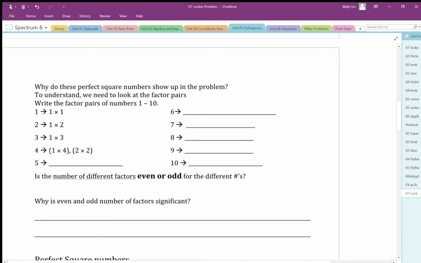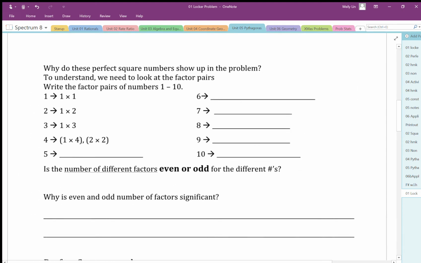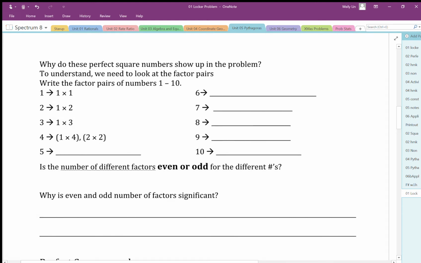So why is it that perfect squares show up in this problem? Why is it that perfect squares end up with open lockers and all the other ones are closed? Well, it has to do with the number of factors. Perfect squares, because factors come in pairs. When we count their factors, we can only count these two as one pair. So there's an odd number of factors here.